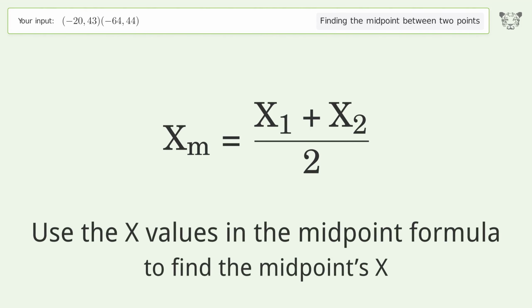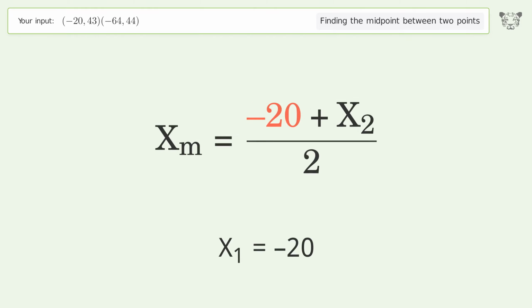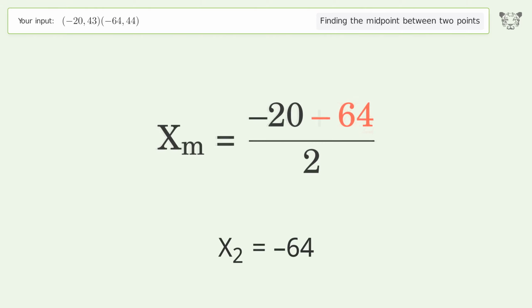Use the x values in the midpoint formula to find the midpoint's x. x1 equals negative 20. x2 equals negative 64. Simplify the arithmetic.